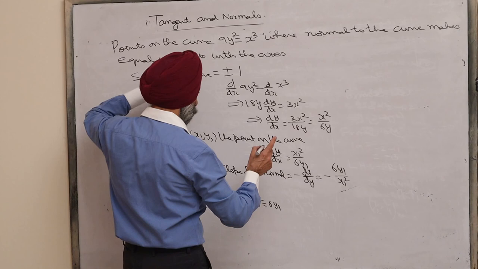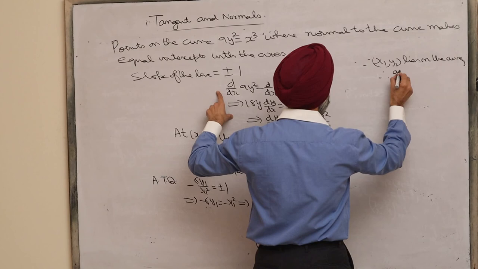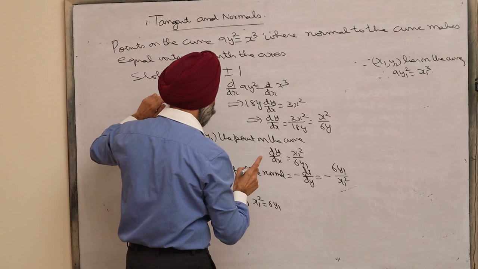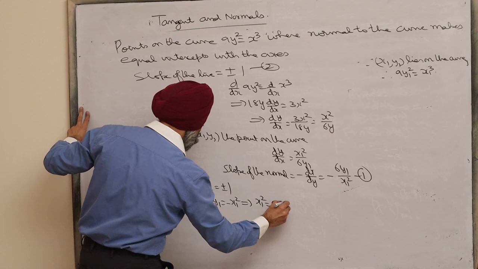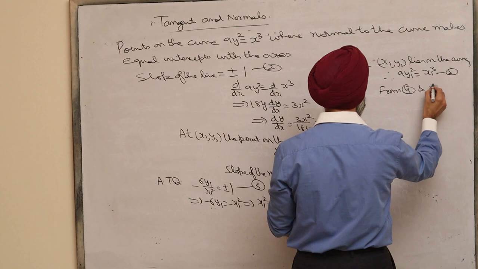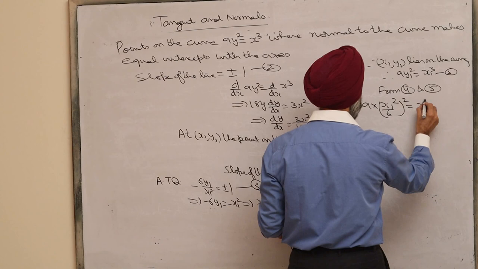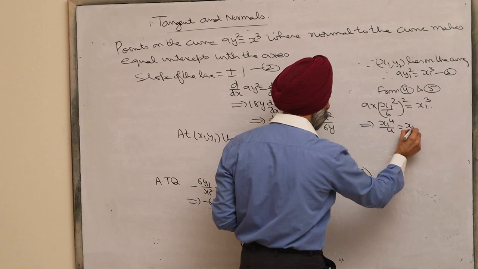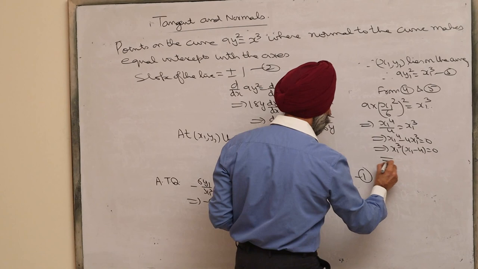Now because (x1, y1) lies on the curve, 9y1² = x1³. Let us number these equations 1, 2, 3, 4 and 5. From 4 and 5, 9 times y1² becomes 9(x1²/6)² = x1³, which implies x1⁴/4 = x1³, or x1⁴ − 4x1³ = 0. Taking x1³ common, x1³(x1 − 4) = 0. So x1 = 0 or x1 = 4.